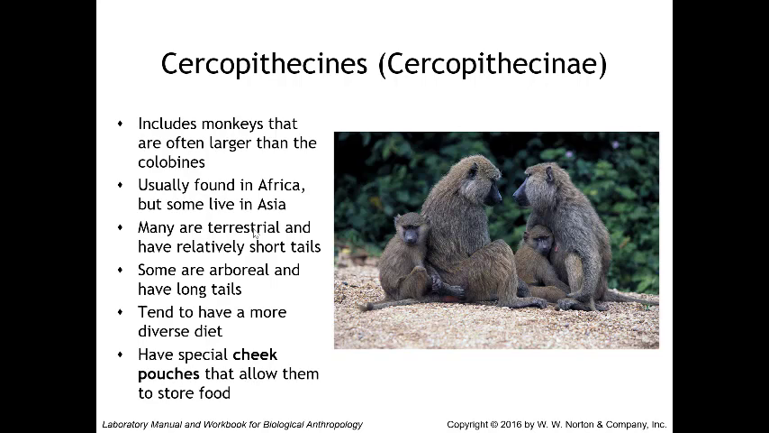These cheek pouches help them collect a lot of food in a short period of time in order to store it for later. So think a lot like a chipmunk or a squirrel, they just shove everything into their mouth. They hold it in those cheek pouches, allowing them to store that food for later. Here we have olive baboons. So Cercopithecines, again, just remember they're larger. They have a more diverse diet and they have cheek pouches. Right here we have olive baboons. So those are our Cercopithecines.